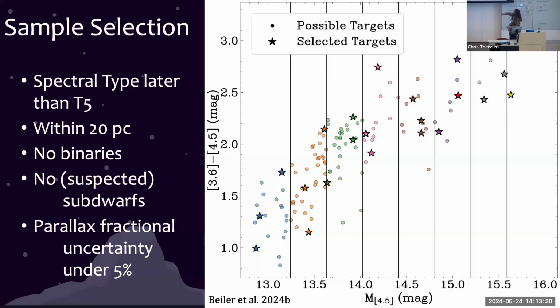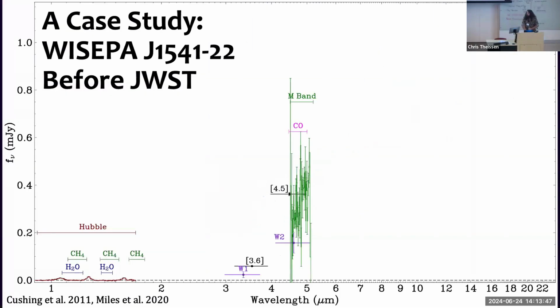We have 140 objects left, which we separate out into 8 bins in 4.5 magnitude space. Then in color space, 3.6 minus 4.5, we take for each bin one that has an average color, one that is slightly redder, and one that is slightly bluer to get us our representative sample. So I'm going to talk through what our process looks like using one object.